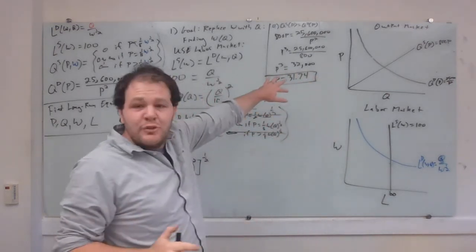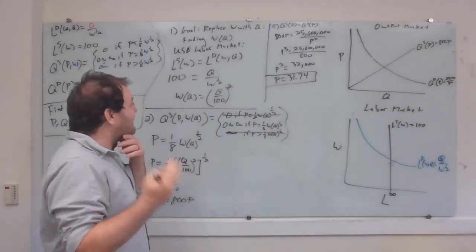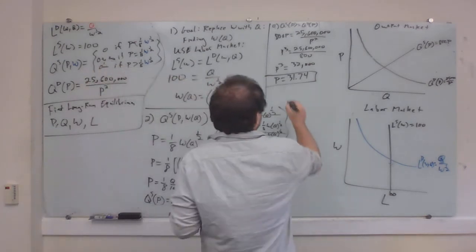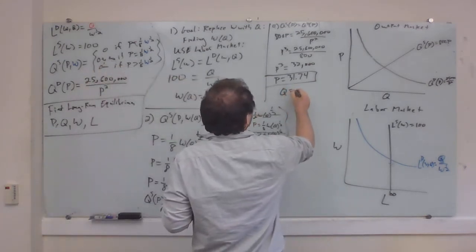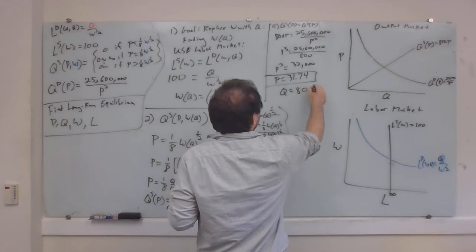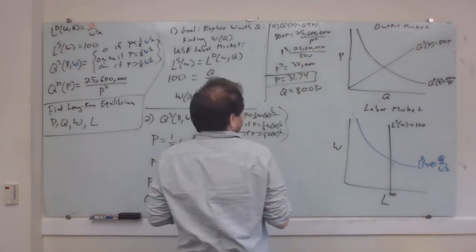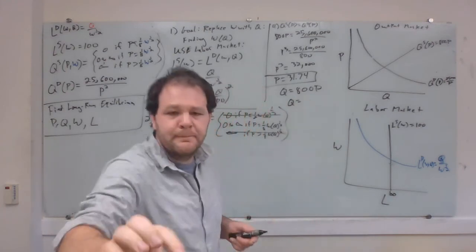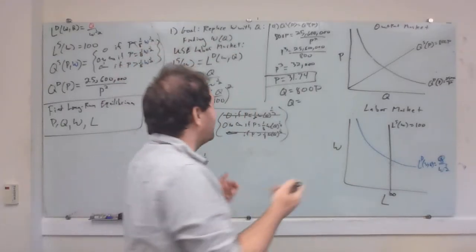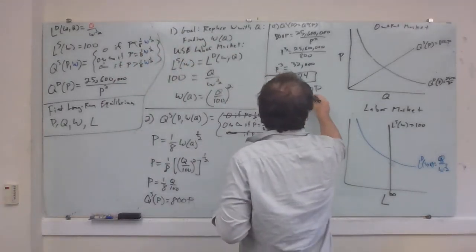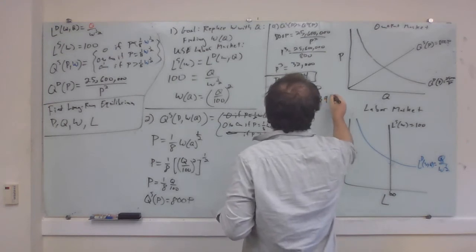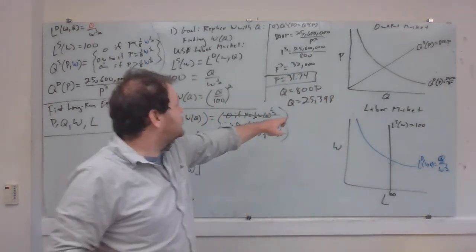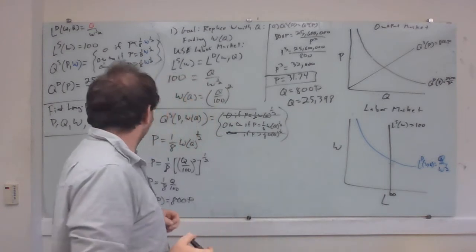Now that we have one object, we can work our way backward and find everything else we need. So what's our quantity going to be? Our quantity is going to be 800P, or 25,600,000 over P squared. So our quantity is going to be 25,398. This makes sense? It's just 800 times 31.74.